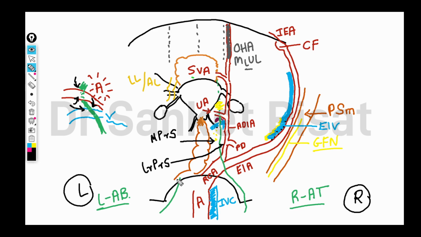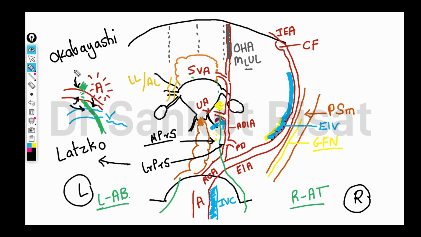These two spaces also have names, sometimes asked in exams, important to know for surgeons who are dissecting. So the medial pararectal space is called the Okabayashi space. It's a mouthful of a name, but very important. And the lateral pararectal space is easy to remember, L for lateral and L for Latzko. So the lateral pararectal space is called the Latzko space, and the medial pararectal space is called the Okabayashi space.